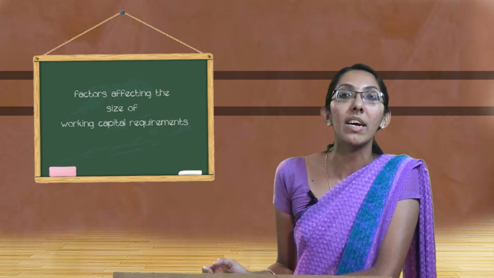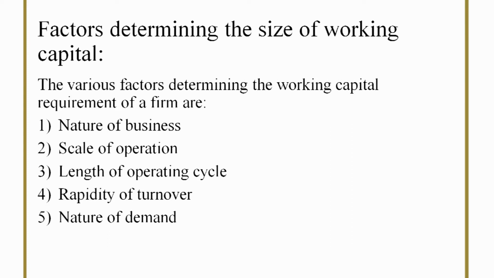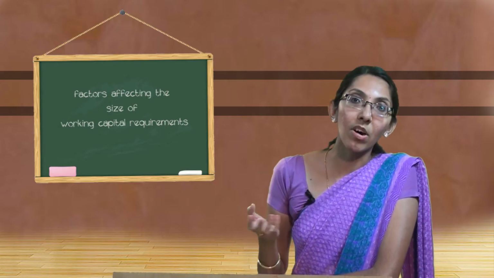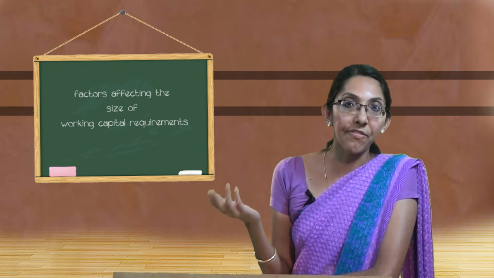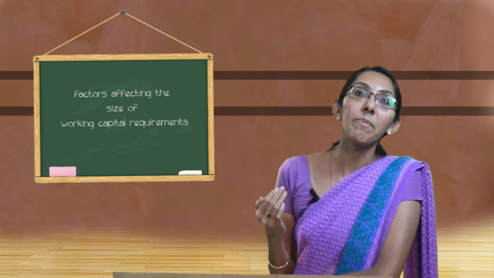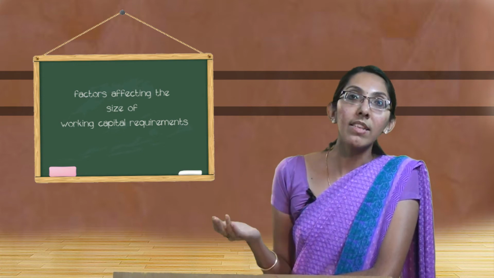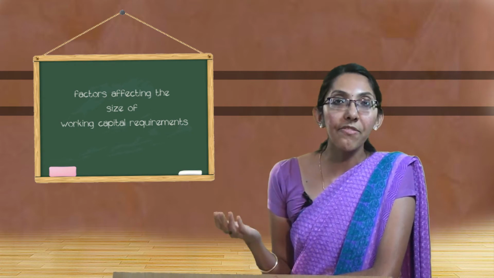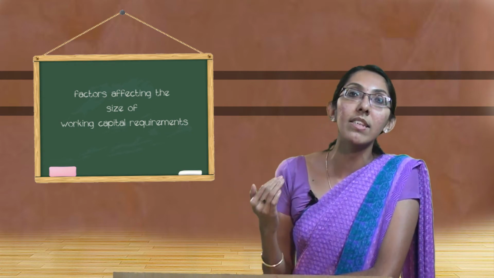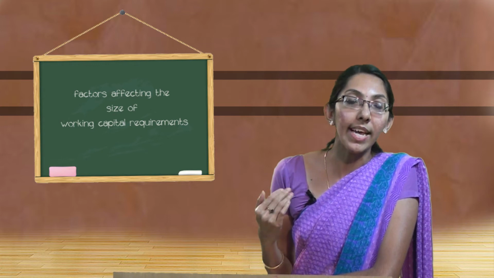Next, the fourth factor to be considered is the rapidity of turnover. Rapidity of turnover is nothing but how fast we can sell the goods. For example, if it is fast moving consumer goods, such as cosmetics or soaps or detergents, in these cases the goods can be easily sold without much loss of time. In such cases, the working capital required is usually low. On the other hand, when it is not fast moving consumer goods or when it requires a lot of time to get the goods sold, the working capital required usually increases.